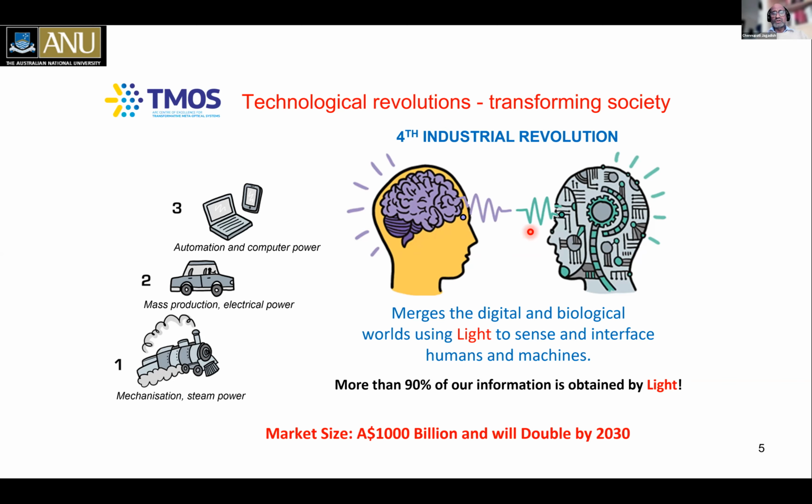Light is going to play an important role because light is used to sense and interface humans and machines. In fact, about 80 to 90% of our information is obtained by light. So optical photonics and optics-based technologies are going to play a very important role. Currently, the market size of these industries is about 1 trillion Australian dollars, or about 700 billion American dollars. People are predicting that by 2030, the market size will double, indicating that photonics-based technologies are going to play an important role in the future.